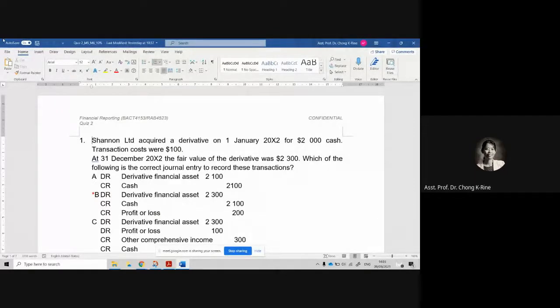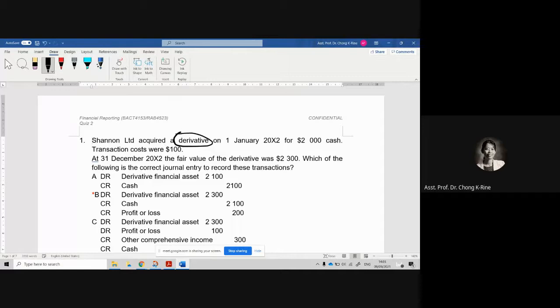Shannon Limited acquired a derivative on 1st of January X2 for $2,000 cash. Some students may get very confused. The first thing you have to know, this is a question about a derivative. A question about a derivative does not mean that it is a hedge. You have to look at the question carefully. Over here, there's no hedging, so you're not going to apply hedge accounting. If it is only a derivative question, we know the accounting treatment is always fair value through profit or loss, correct? We acquired it on this day.